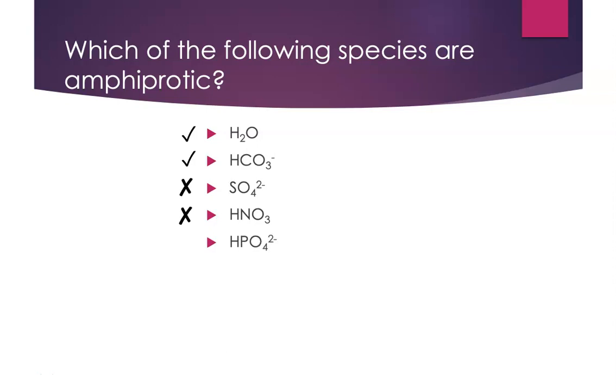What about hydrogen phosphate? Does it have an H+ to give away? Yes, it does. Can it accept an H+? Sure, we could have H2PO4-. So that is an amphiprotic species.